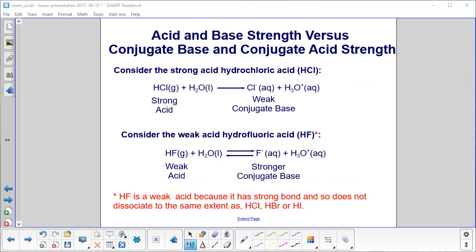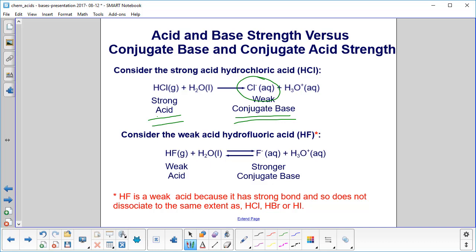Consider the strong acid hydrochloric acid, HCl. Here's the acid. Over here is its conjugate base, right? Because it loses the hydrogen, it donates it. This will be a weak conjugate base.